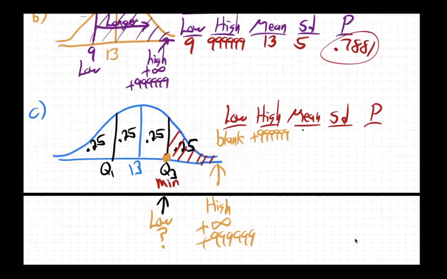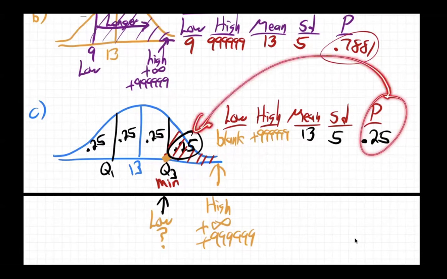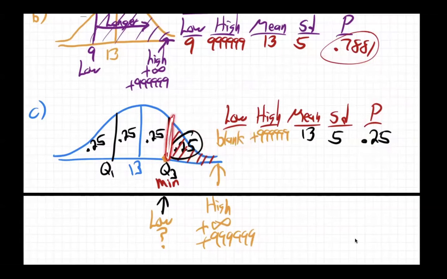The rest we know. The mean is 13. The standard deviation is 5. And what part of the curve is in there? 0.25. Does that make sense? Because remember, P always stands for the part of the curve that we're talking about. 25%. This shaded piece is 25% of the bell curve. So you put that in. You leave the low blank because you're trying to find the low. We know the right edge is positive infinity. We're saying, hey, calculator, what is the left edge of a shaded piece that's 25% of the graph if the right edge is positive infinity? And you hit calculate, and it'll tell you this.